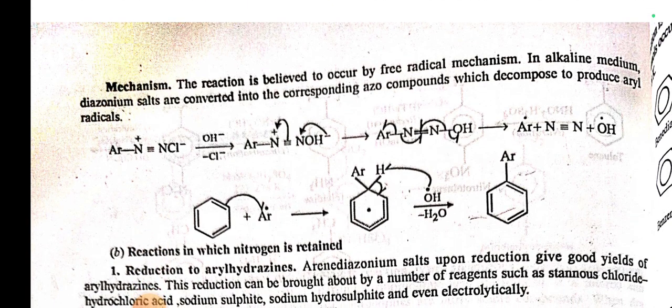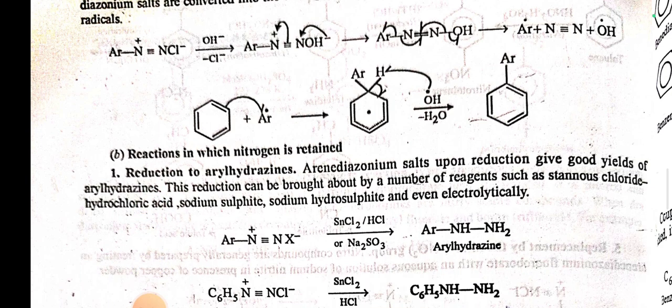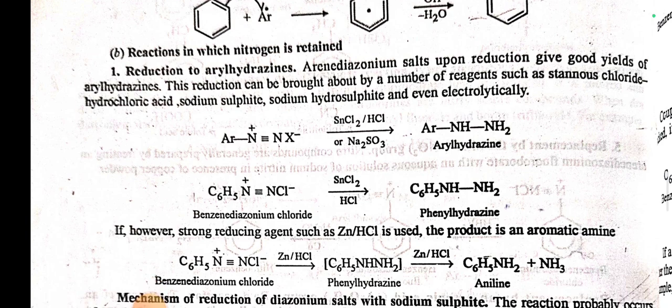Mechanism. The reaction is believed to occur by free radical mechanism. In alkaline medium, diazonium salt are converted into the corresponding azo compound which decompose to produce aryl radical. Reaction in which nitrogen is retained.